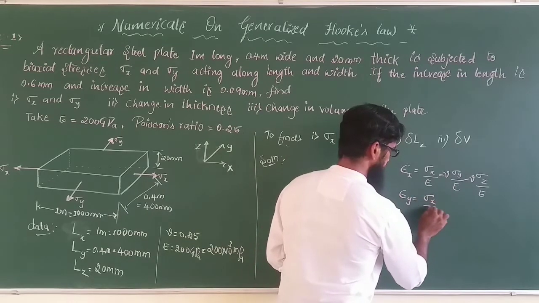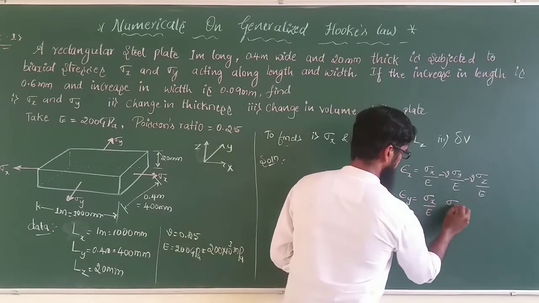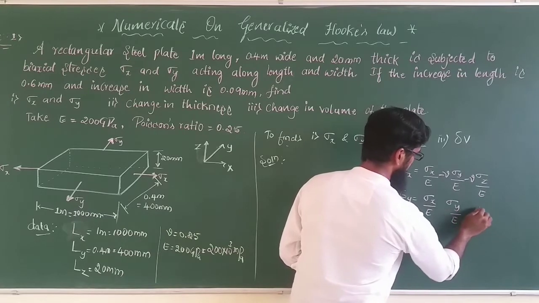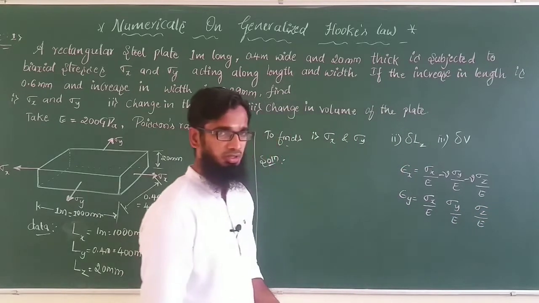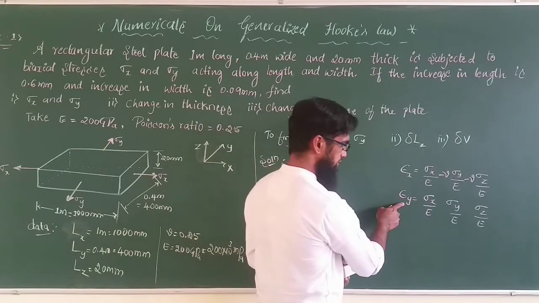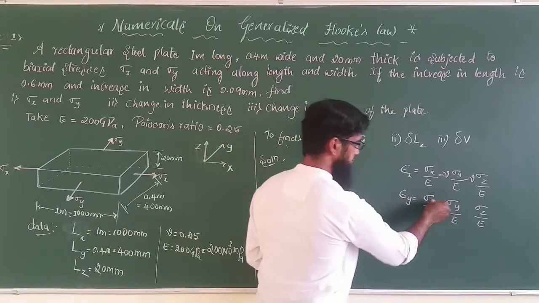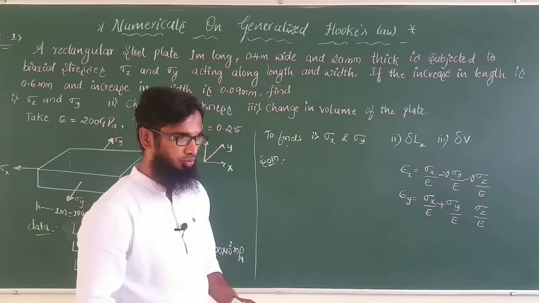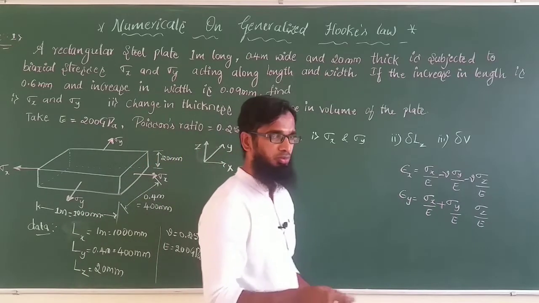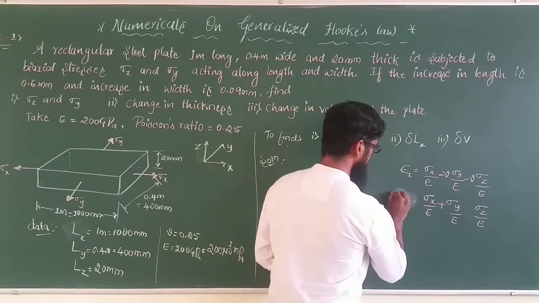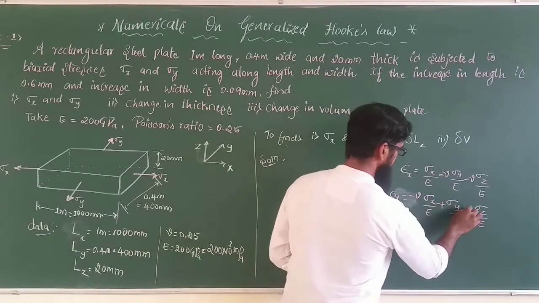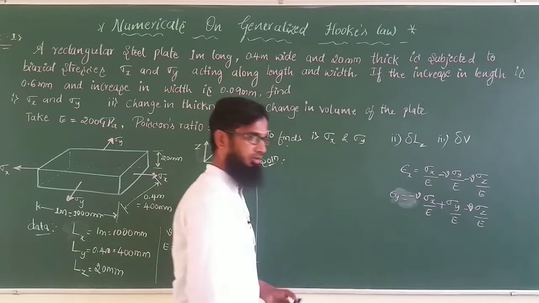I'll write sigma x by E, sigma y by E, sigma z by E. Just for understanding purpose, so that we can easily remember: since it's epsilon y, I'll take sigma y as positive. In the other two terms, I have to take minus nu. So this becomes minus nu, okay.